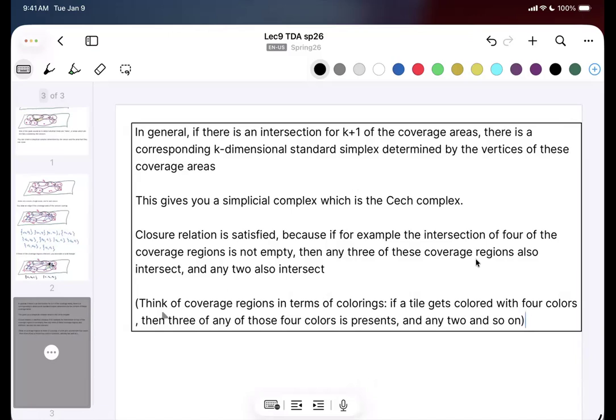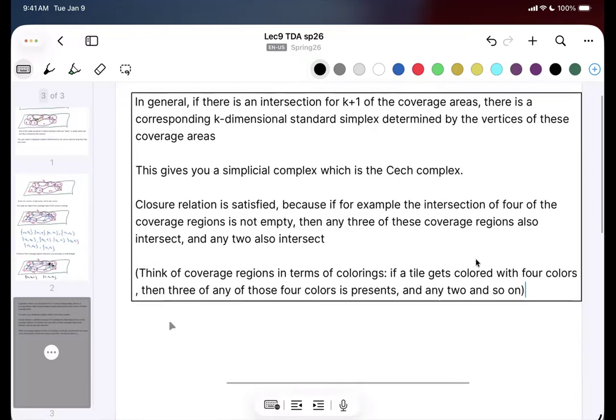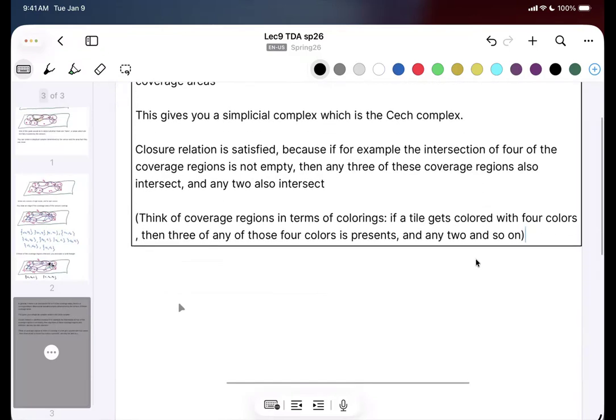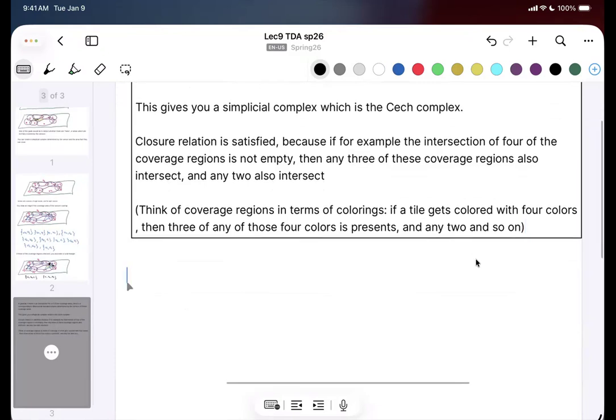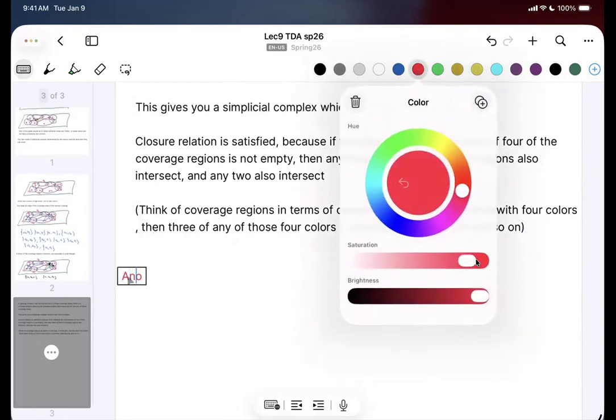Okay, so here's another example. Maybe let me describe this one because I think this one will take some time to describe, but it's an important construction. So here's another way. Okay, so this is how you use different colors. Think concentration colors.